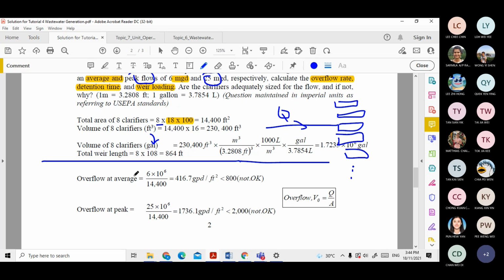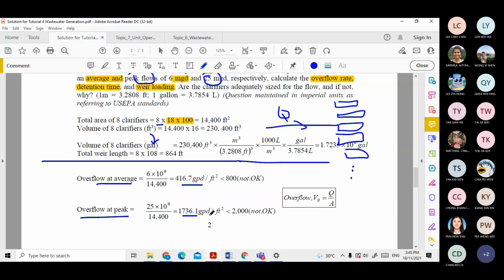The overflow rate has two values: overflow at average and overflow at peak. The same method. The Q, this is the average flow over the area, and this is the peak flow over the area. So you get these two. One is 400 plus, and the other one is 1,700 plus. And these two overflow values are out of the range, meaning below 800 and also below 2,000. That means it's not okay. So I would say the design here is too much already. That means you designed either too many tanks, or the size is too big, because the overflow at average and peak is only this many gallons per day per square foot.